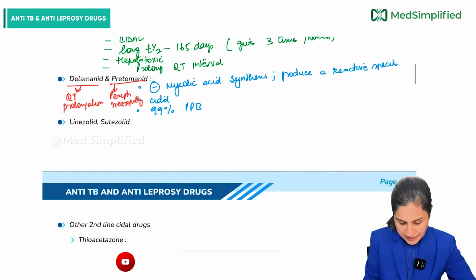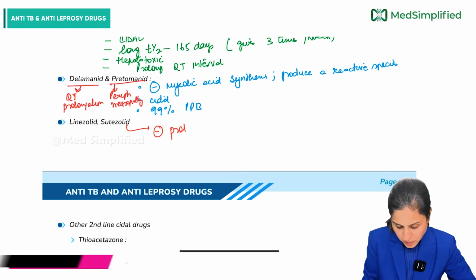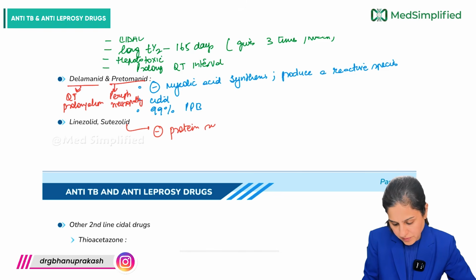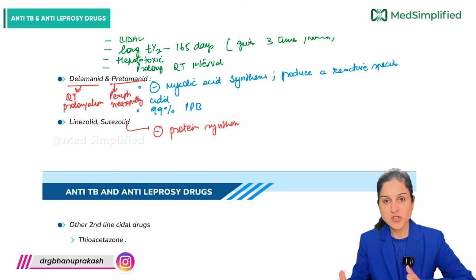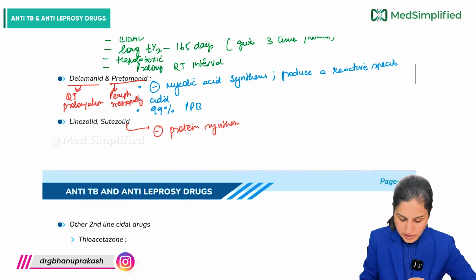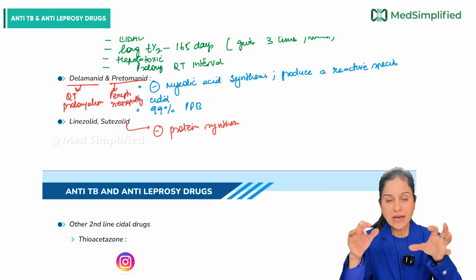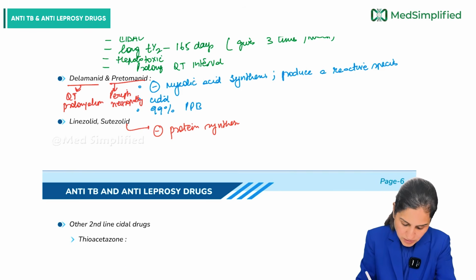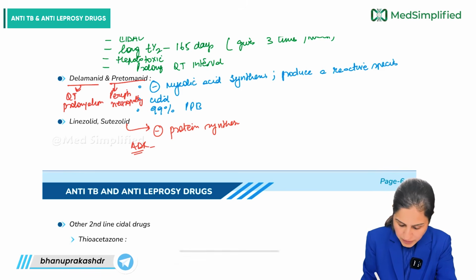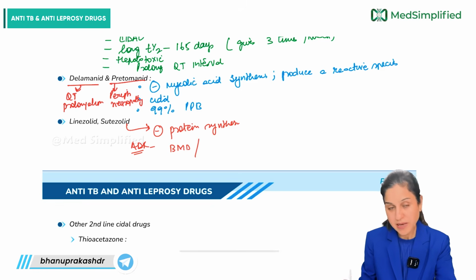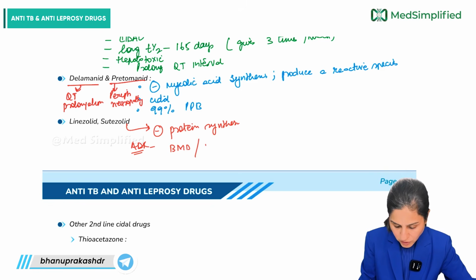Linezolid is an antimicrobial drug which inhibits protein synthesis. It binds to the 23S fraction of the 50S ribosome and inhibits protein synthesis. Very important. Now here it has to be given for a longer period of time. The adverse effects we are more worried about here are bone marrow suppression or depression, which is reversible.